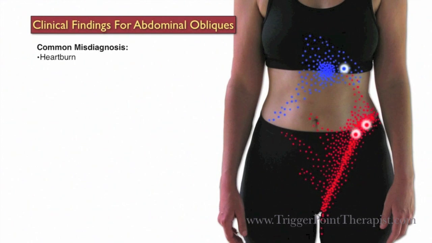Clients with abdominal oblique trigger points are very commonly misdiagnosed with heartburn, peptic ulcer, gallstones, dysmenorrhea or painful menstrual cramping, rib subluxation, and bowel disease.